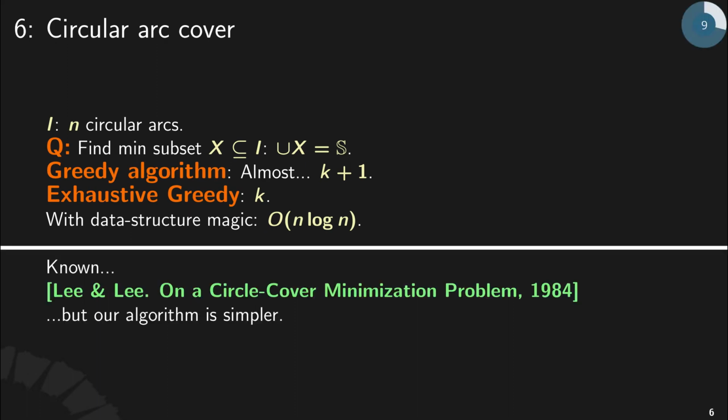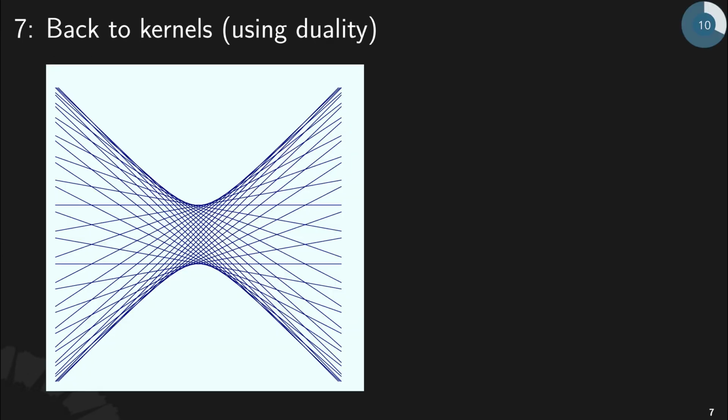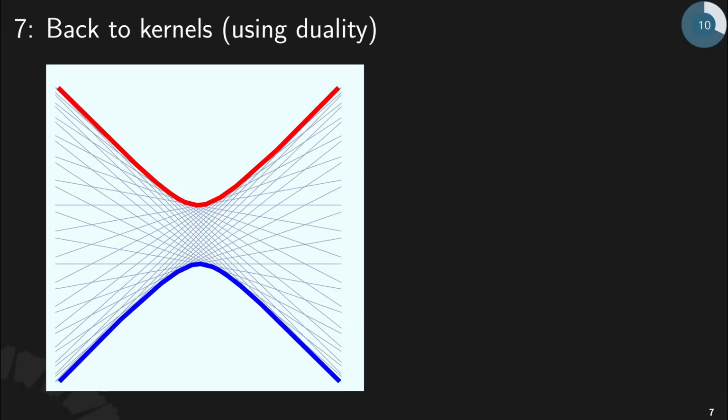And this algorithm is of course known. It was known to us initially, but the referee pointed it out. It was done by Lee and Lee in 1984, but our solution, we believe, is simpler, but simplicity, of course, is in the eye of the beholder. Let's go back to kernels.